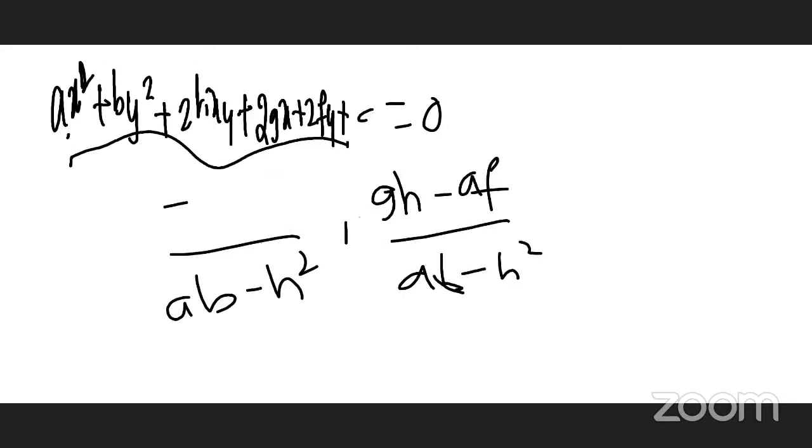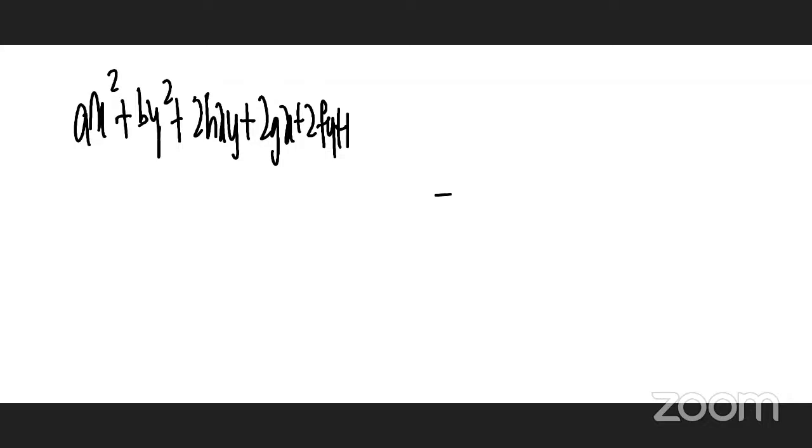Now let us say the equation was ax square plus by square plus 2hxy plus 2gx plus 2fy plus c. This is the equation we are doing.